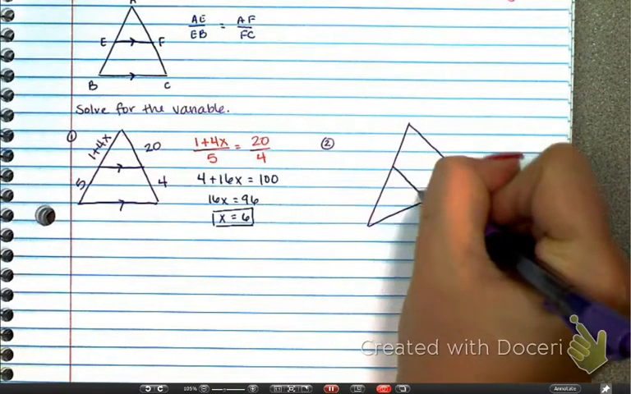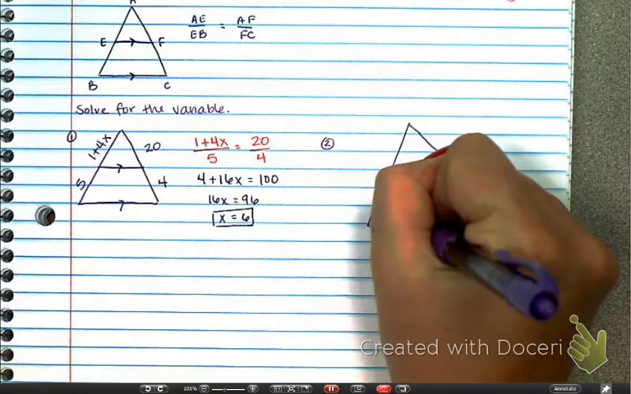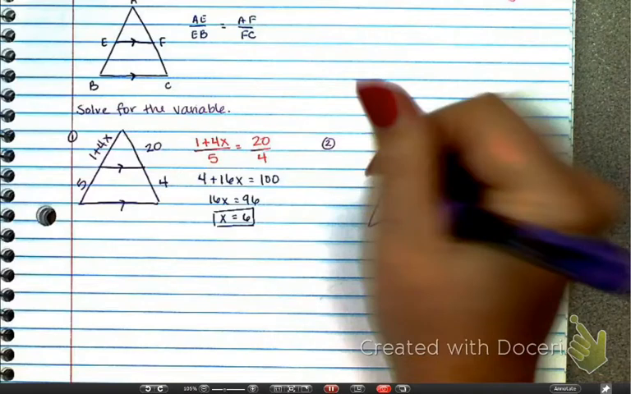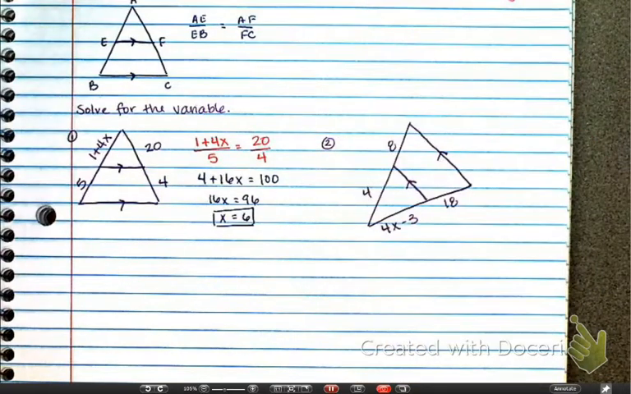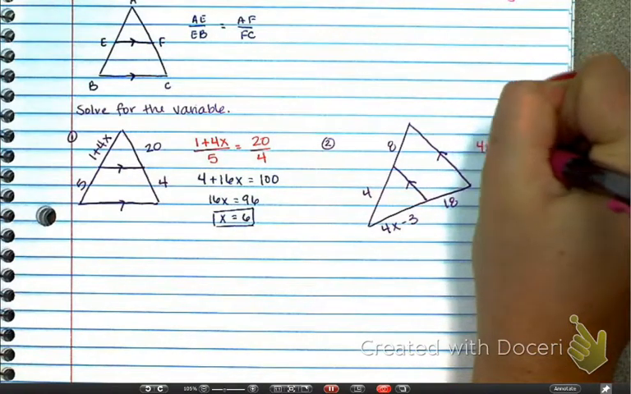Okay, why don't you and your group set up and solve this one? So take a second and solve that with your group. Will someone tell me what their proportion is? What'd you do for your proportion? 4x minus 3 over 18 equals 4 over 8.